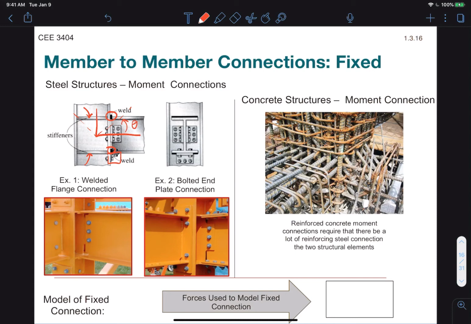And again, if we look at real structures, we see things like welds at the flanges. We could also see bolted end plates like you see here. Okay, so that again is providing a very rigid type of connection. In concrete structures, you guessed it, it comes down to the rebar layout. Here's an example of a very dense mesh, and this is definitely going to cause that connection to be very stiff. Okay.